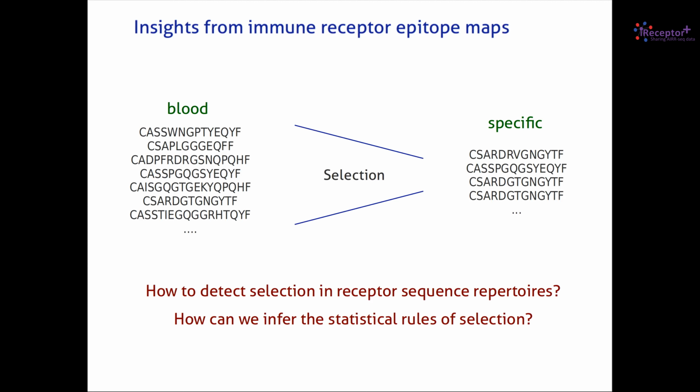where the basic setup is that you take a blood sample where there's a certain set of T cells with a certain set of receptors. And then through some functional criterion, you select out some subset of all the T cells that are specific to a certain target. And so the task then on the computational level is to detect selection in these receptor sequence repertoires. And beyond that, to then infer the statistical rules of selection, so the imprint of selection in these receptor sequence repertoires. And now I will share with you how we think about doing that and what mathematical framework.